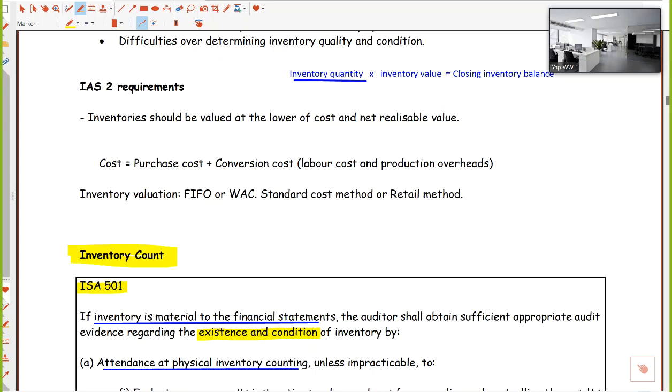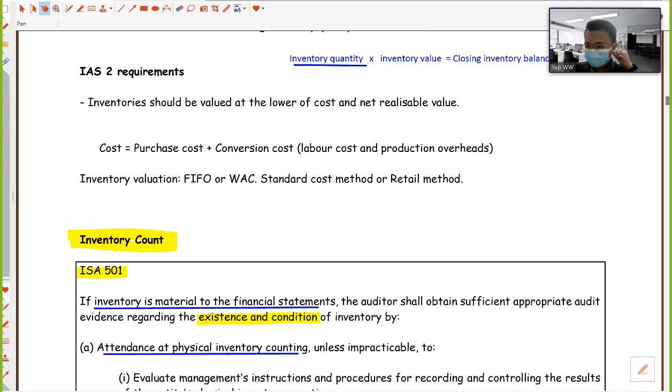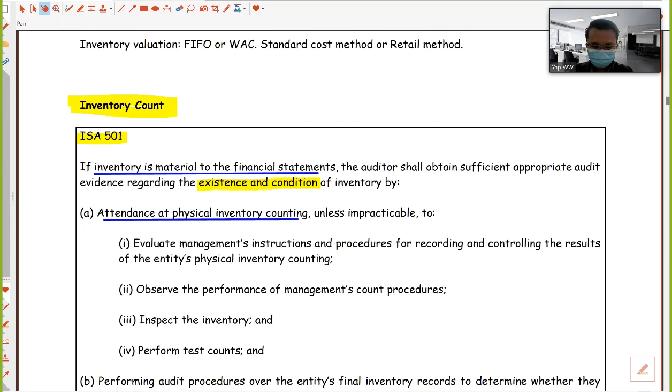Oh, how long do you need? Okay, 5 minutes there. Inventory quantity. Okay.